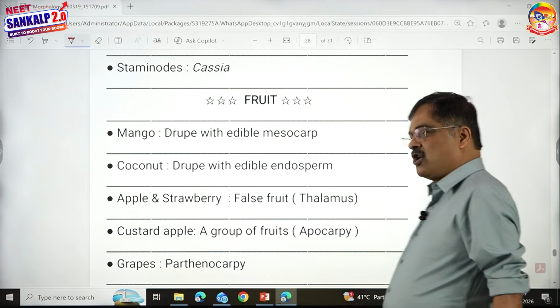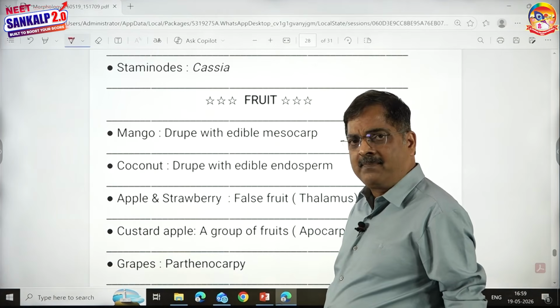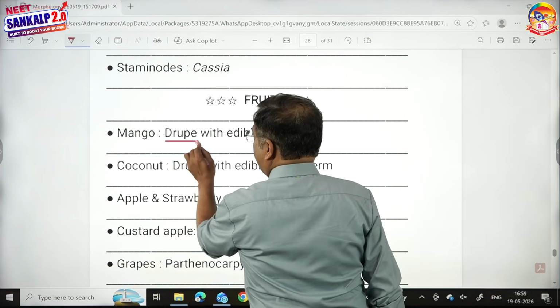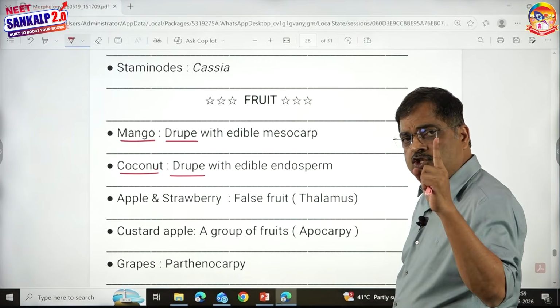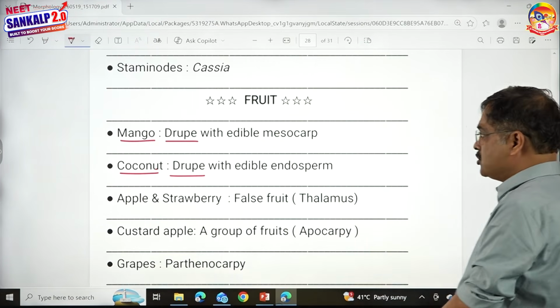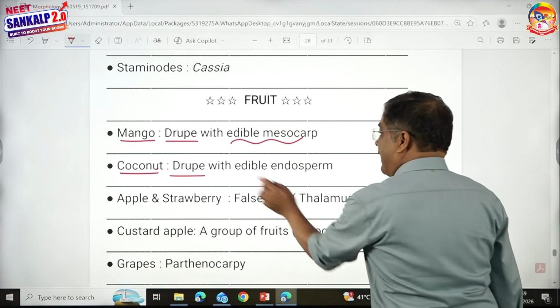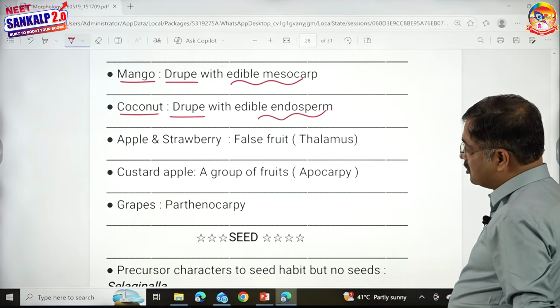And I don't want to talk much about fruit and seed. In embryology, in sexual reproduction in plants, we'll be studying about it. Because what we have in fruit is a drupe. Mango is a drupe, coconut is a drupe. Why do you call it drupe? When it has got a stony endocarp, you call it a drupe. The edible part of mango is the mesocarp, and the edible part of coconut is the endosperm. Remember that. Apple and strawberry are false fruits.